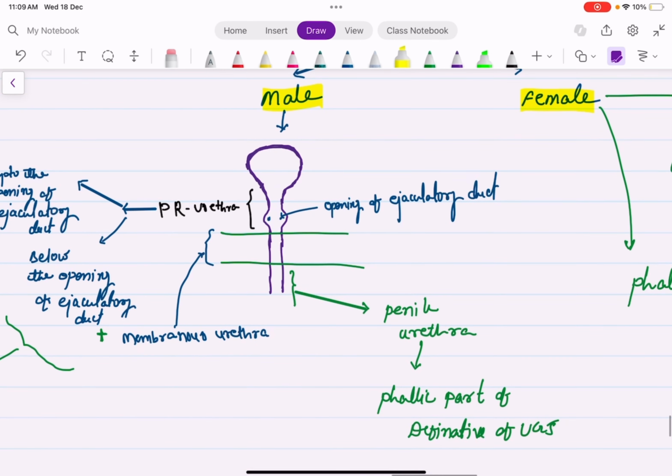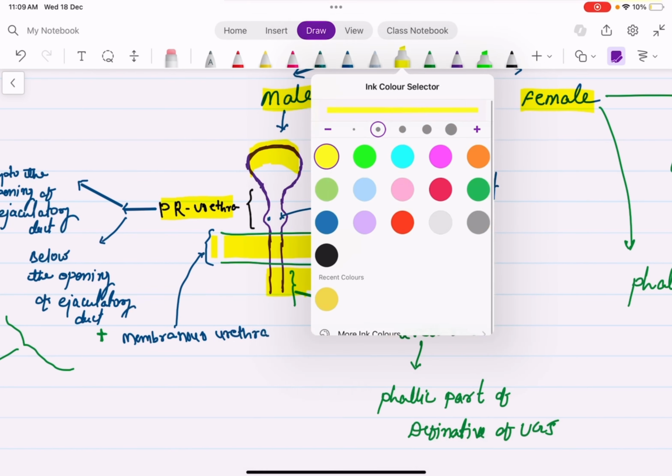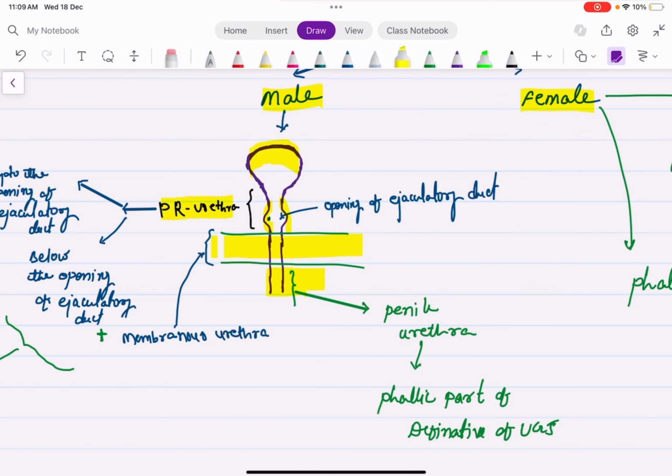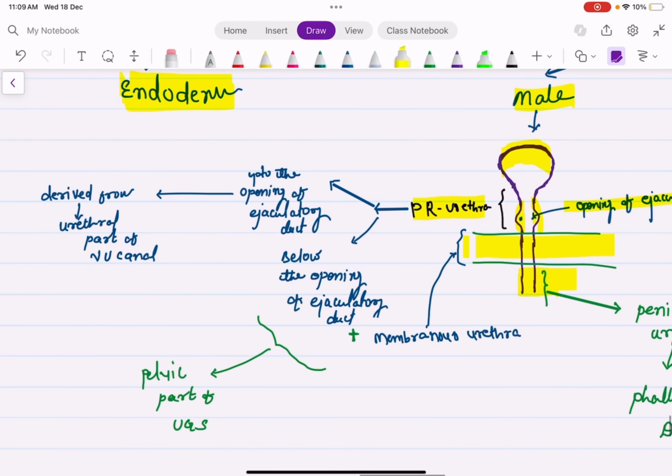Next, coming to the urethra, we have two types: the male urethra and the female urethra. Let's see the male urethra. This is the bladder, and the continuation is the urethra. The urethra has three parts: prostatic urethra, membranous urethra, and penile urethra. This is the prostate and this is the opening of the ejaculatory duct. Now the prostatic urethra develops from two parts: up to the opening of the ejaculatory duct and below it.